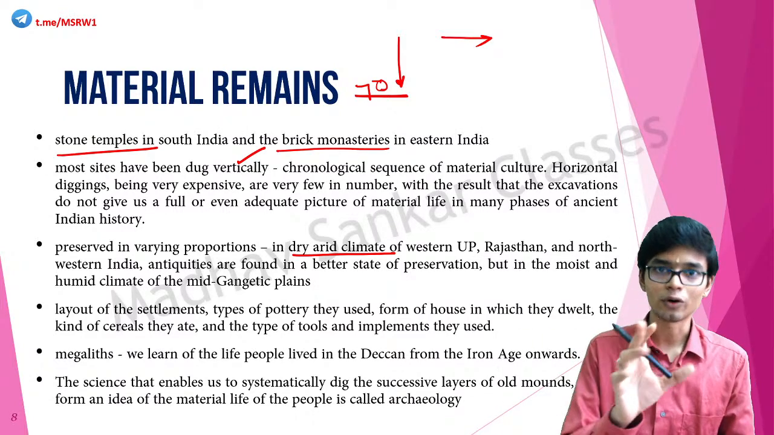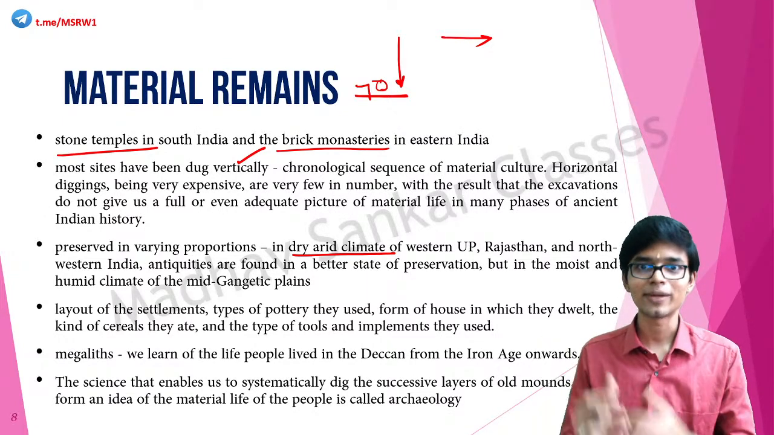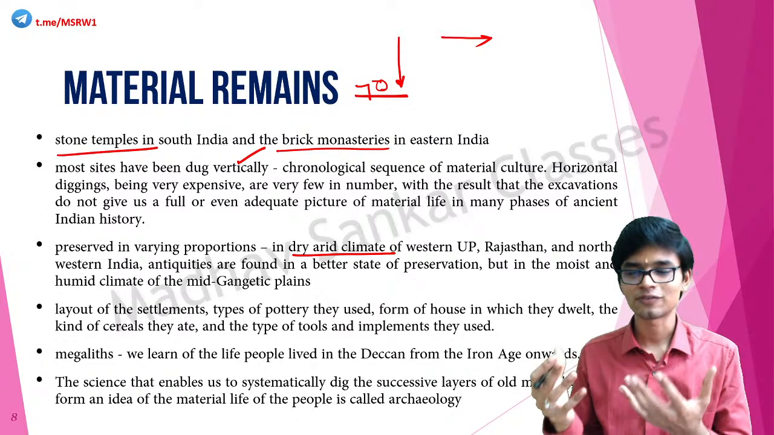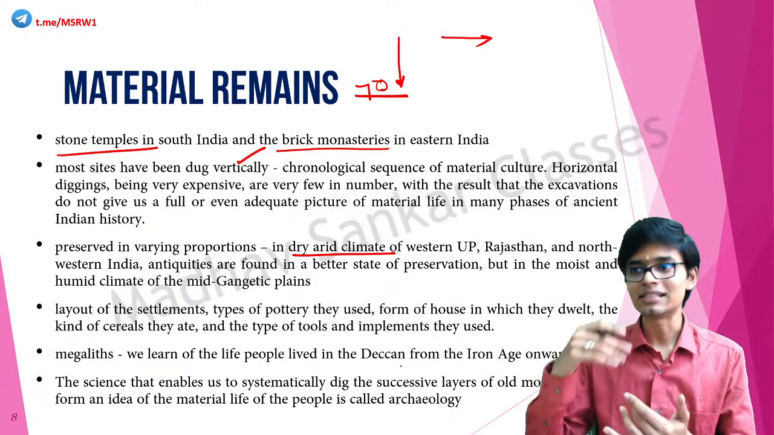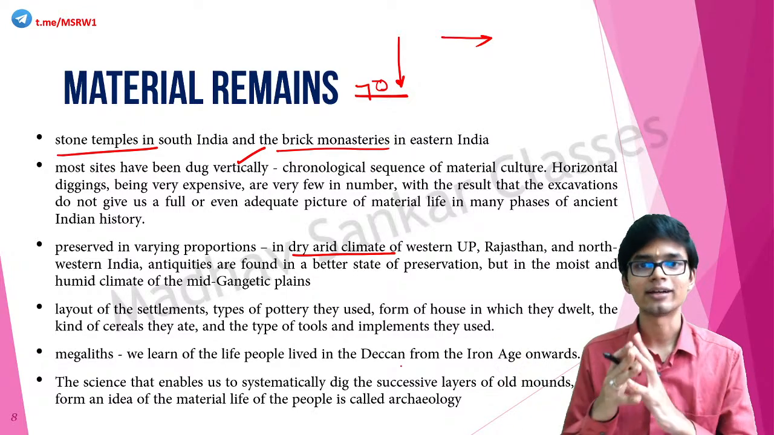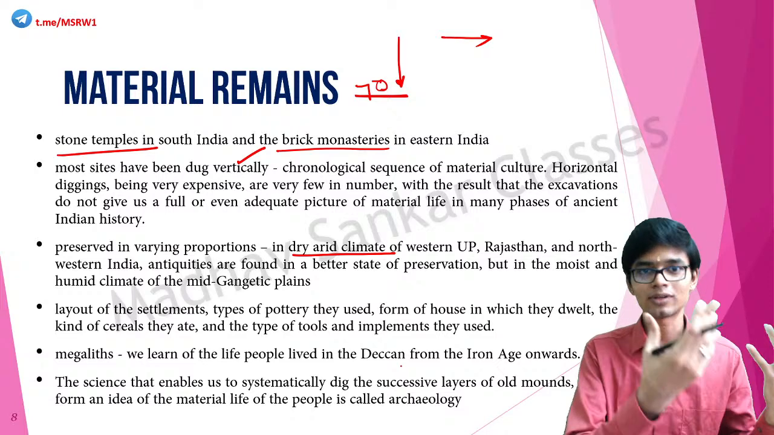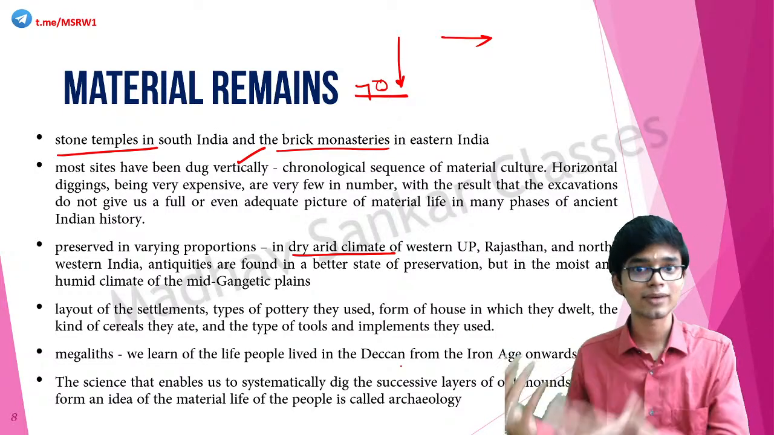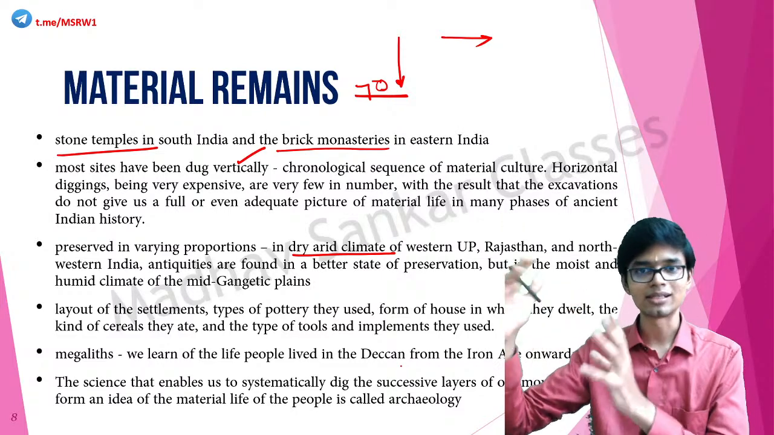Why? Because of the moisture present in the soil, the humid climate and the constant influence of the monsoonal systems in India. These things are not preserved. They are easily corroded and flaked, and they go away. This is also one of the reasons why we know a lot about the Indus Valley civilization and not that much about the contemporary Eastern Indian history.